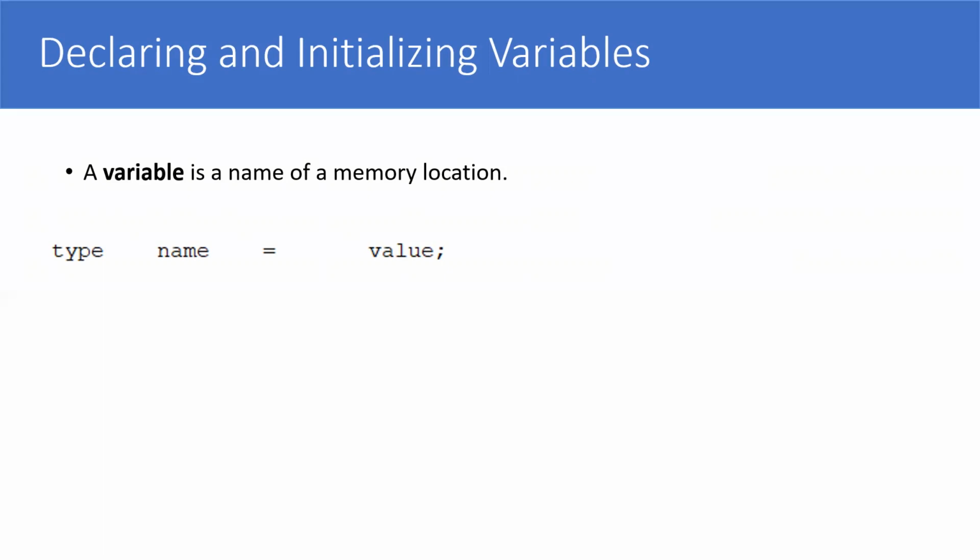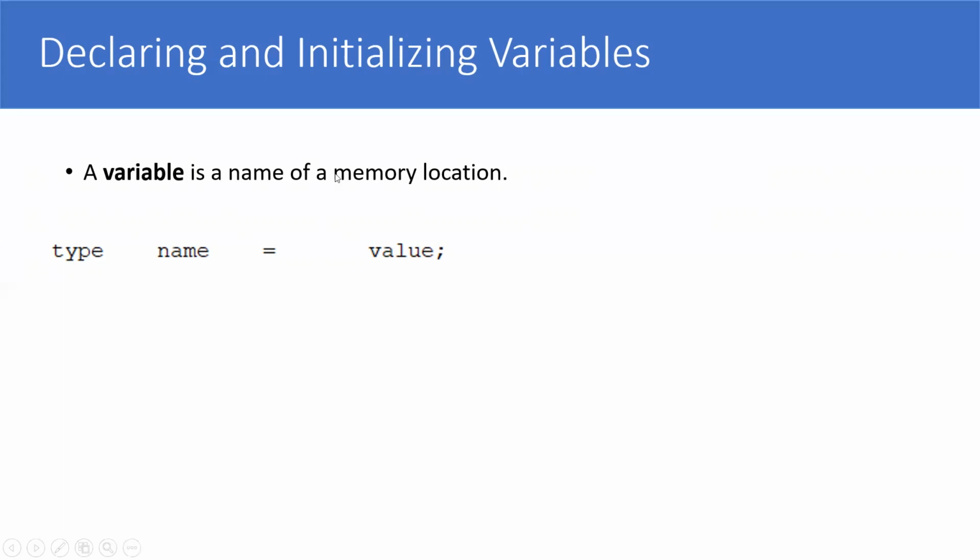We have a type, then we have the variable name, and then we have the variable's value, or what value is stored in that address. Now remember, we don't know what address these variables are being stored into. We're giving them a name. So let's look at some examples of some variables that are declared and which variables are initialized.